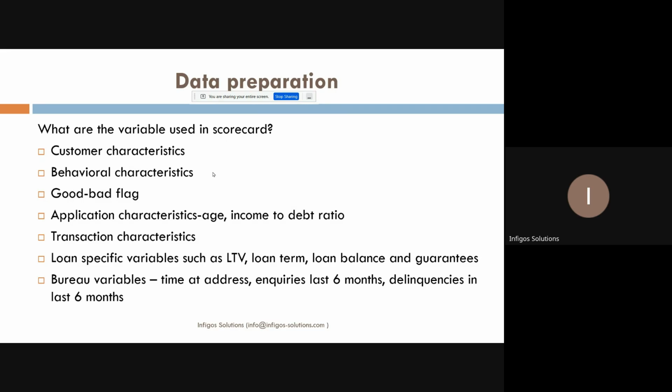Transaction characteristics. Loan specific variables such as LTV, loan term, loan balance, guarantee. Bureau variables: time on book, inquiries last month, delinquency. These are bonus variables which you get from the bureau in addition to this to build the behavior scorecard. So normally you go with this and this for building the application scorecard. For building the behavior scorecard, you go with this and this.